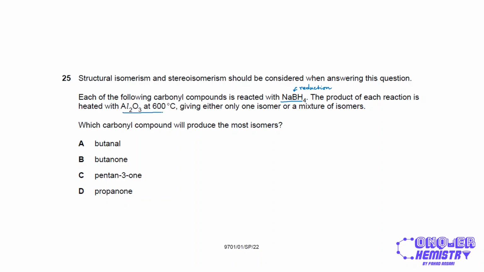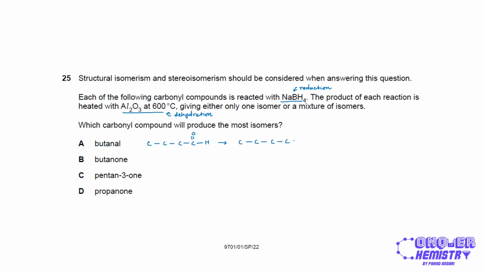The second reaction with Al2O3 at 600 degrees Celsius is dehydration. So remember that a carbonyl compound, when it is reduced, will give you an alcohol, and that alcohol is then dehydrated using Al2O3 to give you an alkene. So let's look at all these options in turn. So you have butanal over here. So you have 1, 2, 3, 4 carbon atoms. The one at the end is the aldehyde group, so this is simply then converted into butanol.